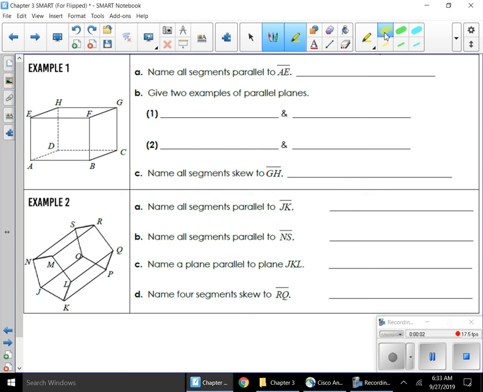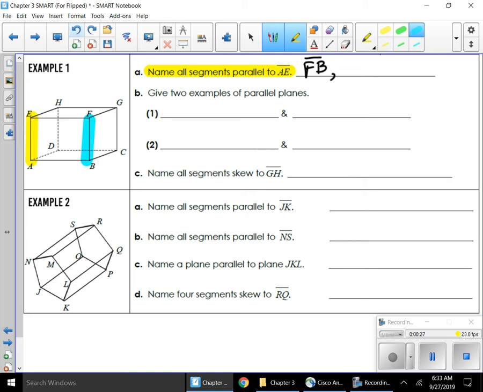Taking a look at our first example, we want to find all segments parallel to AE. So let's go ahead and highlight AE there. There's a couple that are quick to find. If we look at this plane up front, you'll notice that there is a segment FB at the end of that plane on the right side there. So FB is parallel.